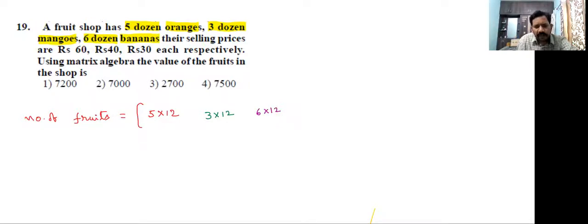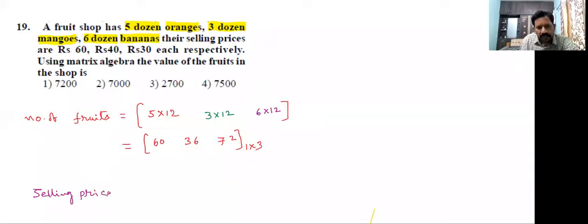So all these I am writing in matrix form. See the calculation: 60, 36, 72. So this is a matrix of order 1 by 3. Next, the selling price is given. Or otherwise you can write selling price. So here take the name matrix B.